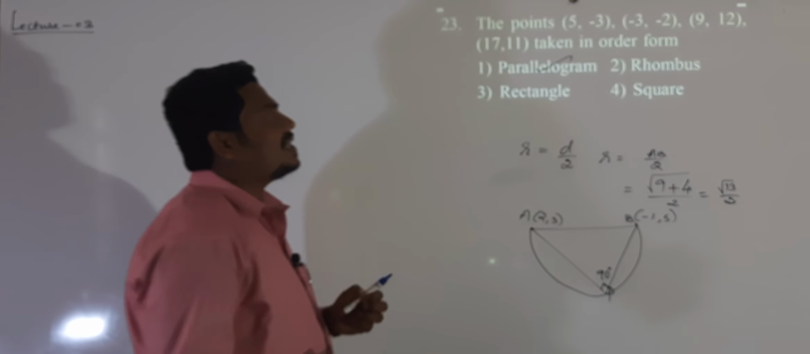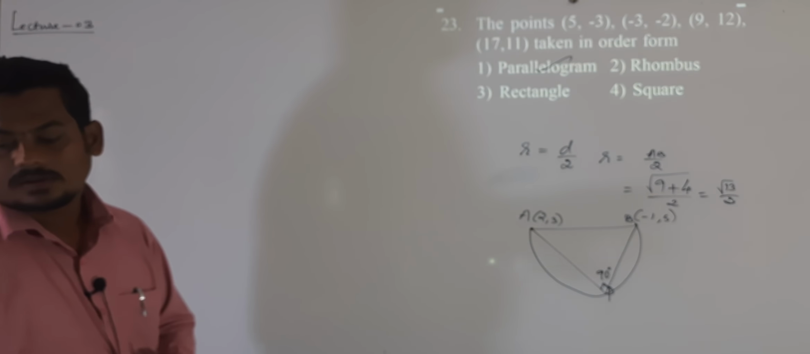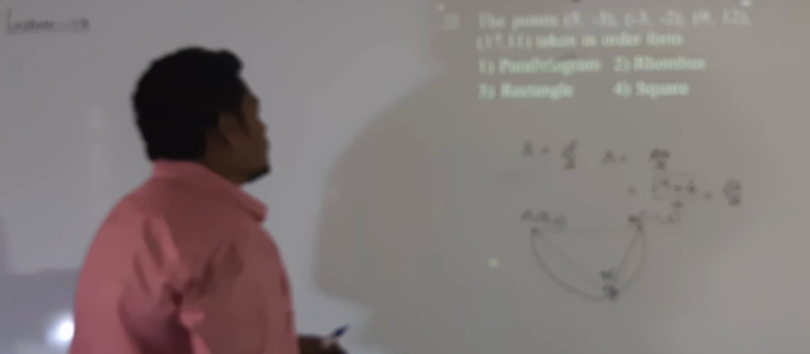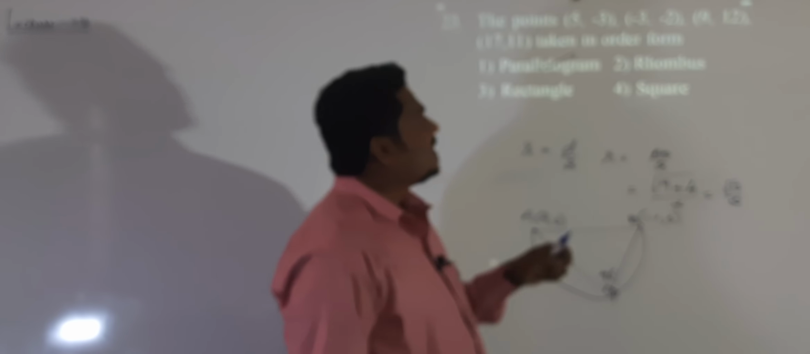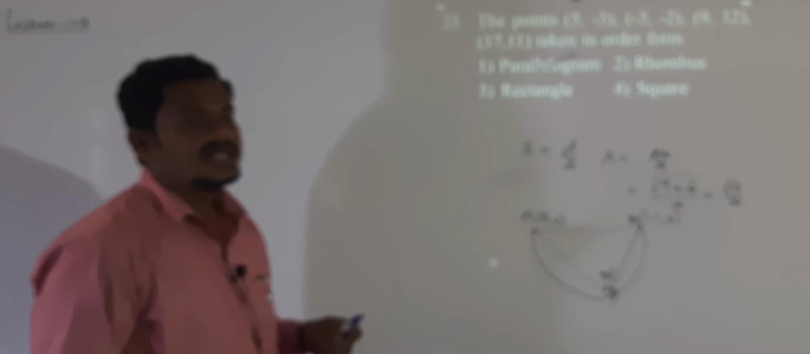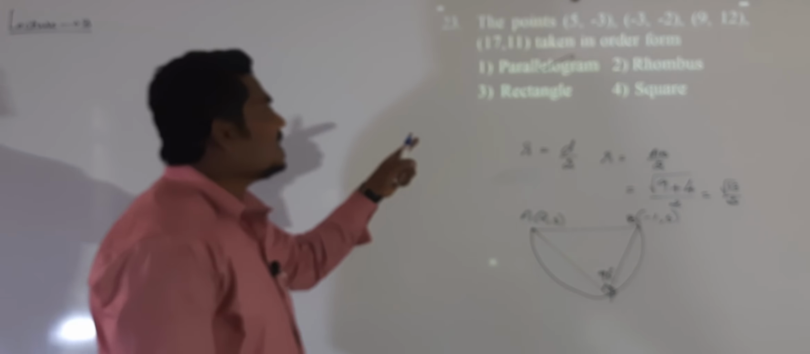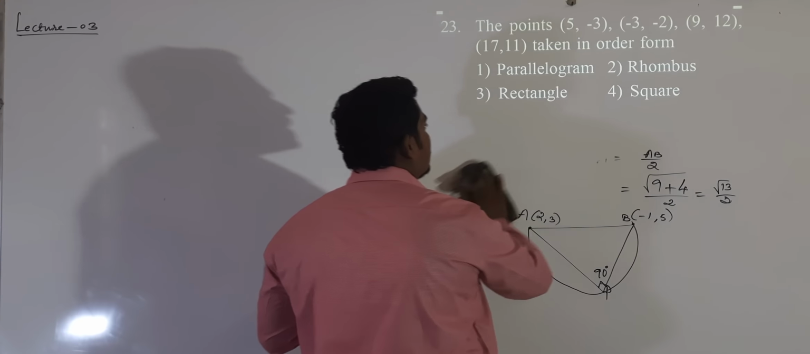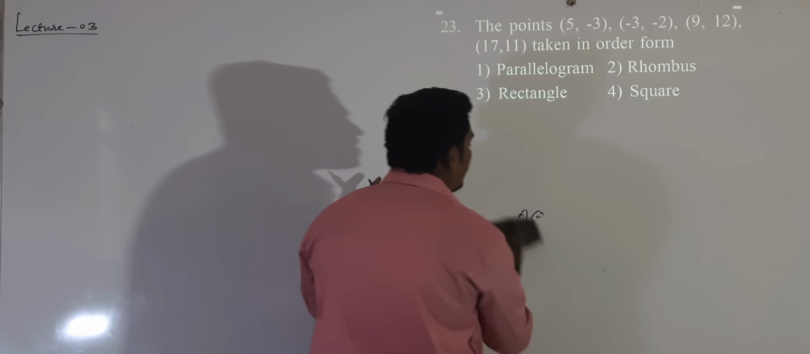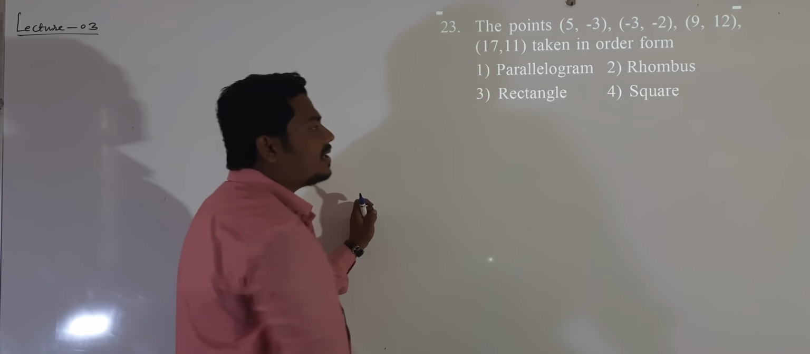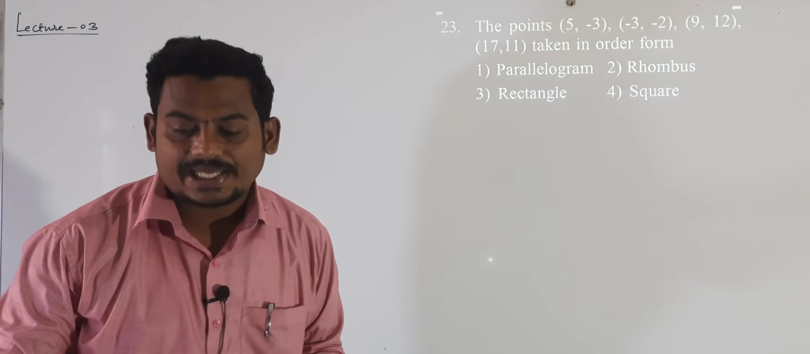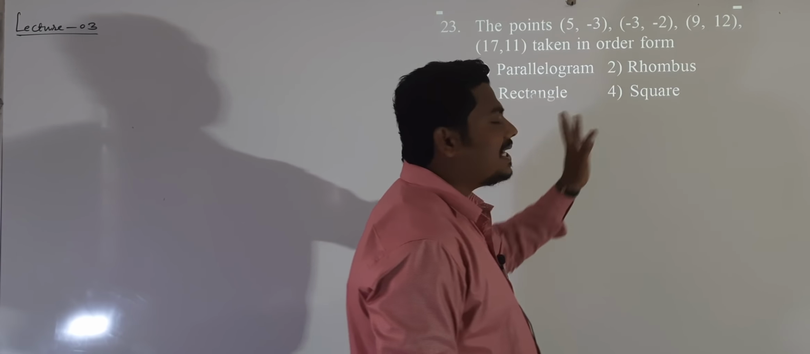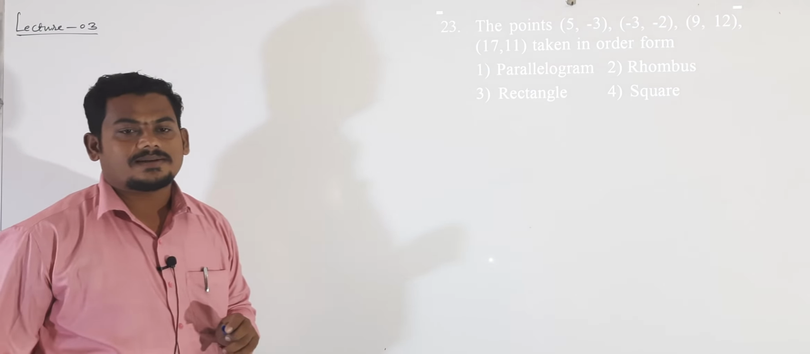The points 5, 3, minus 3, minus 2, 9, 12, 17, 11 taken in order. Means these points form the vertices of either a parallelogram or a rhombus or a rectangle or a square. Already you know the geometrical conditions of parallelogram, rhombus, rectangle and square. Once again I will explain.